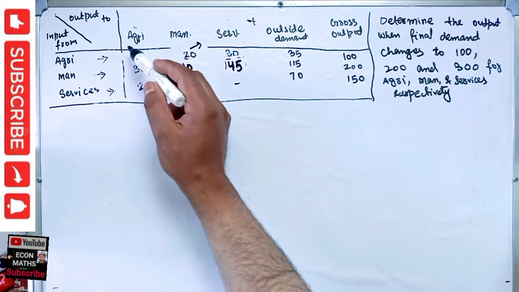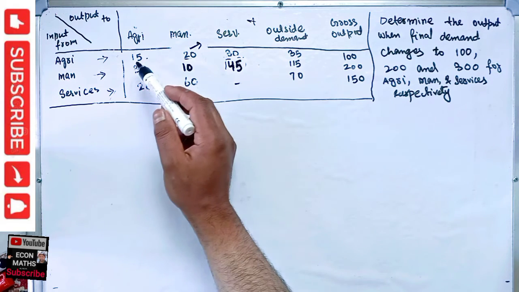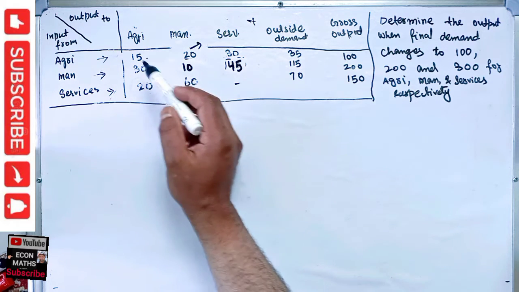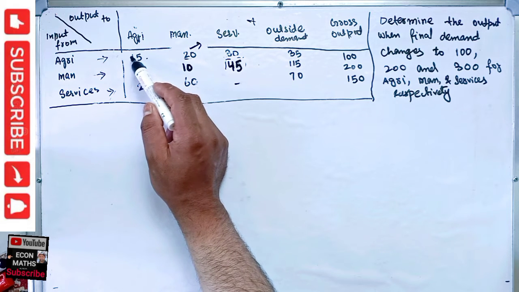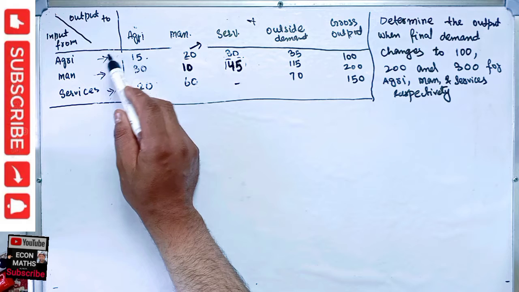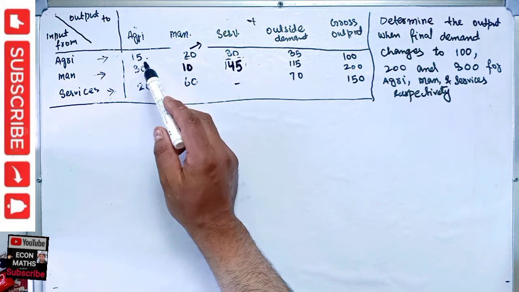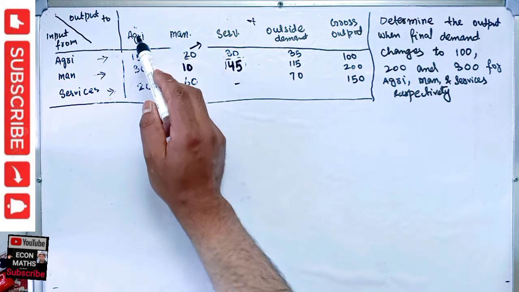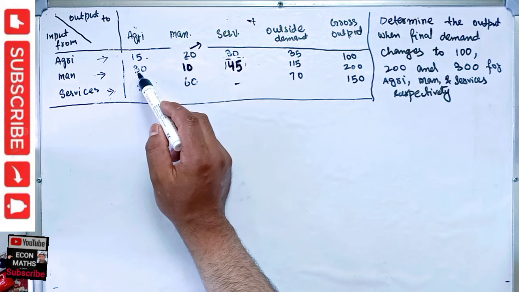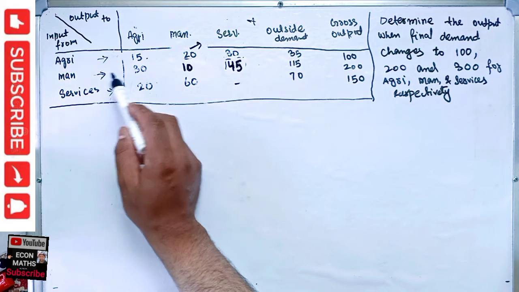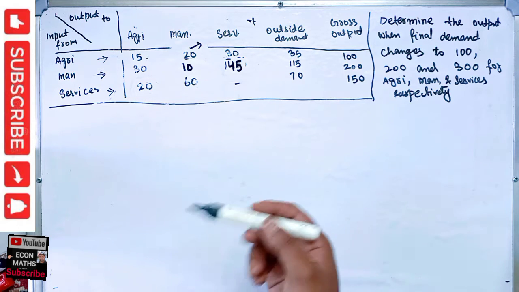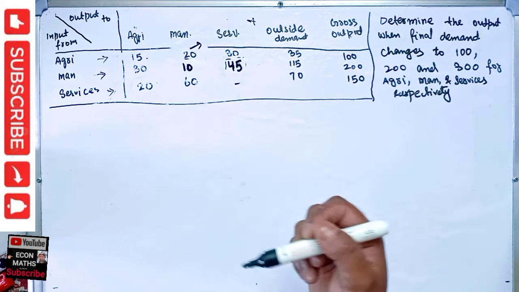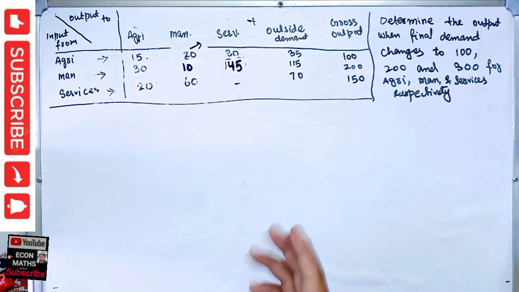Similarly, across any column we can see the consumption by each industry. That is, the agriculture sector is consuming 50 units of the output produced by itself, for its internal consumption. Similarly, we can see that the agricultural sector is also consuming 30 units of output produced by the manufacturing sector, and this is true for all the entries here. So this is how we comprehend this input-output model. Now we will try to solve this question.